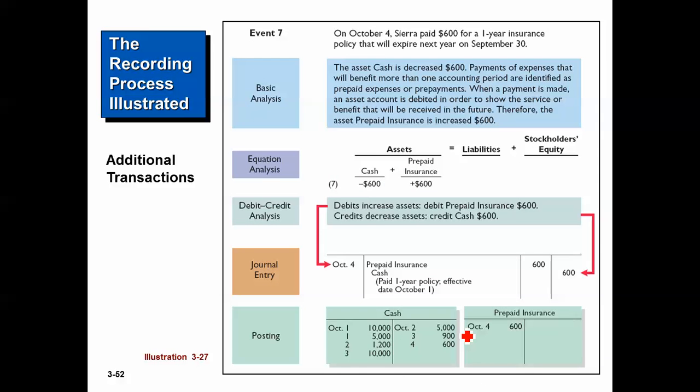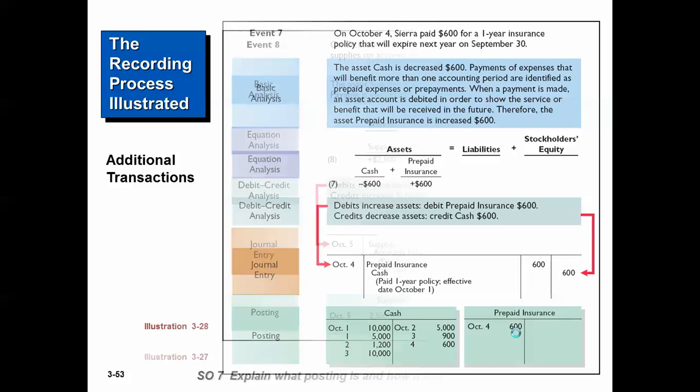October 4th, paid 600 for prepaid insurance. Both sides of the equation. Cash goes down, insurance goes up, both are assets, so we're still in balance. The debit here is prepaid insurance, 600. The credit is cash. Post the cash, credit 600, post prepaid insurance, debit 600. And that's how we keep going.